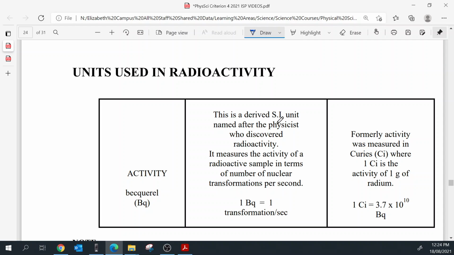Hello and welcome back to a Physical Sciences 3 lecture. So this is the last one I'm going to do on radioactivity. We're just going to quickly talk about the units used in radioactivity and go over some of the cases that are given to you in the notes.